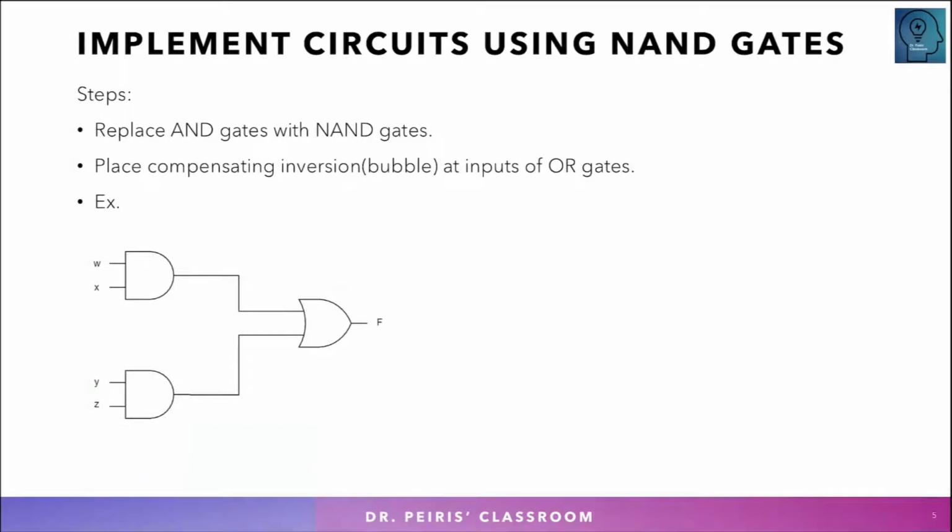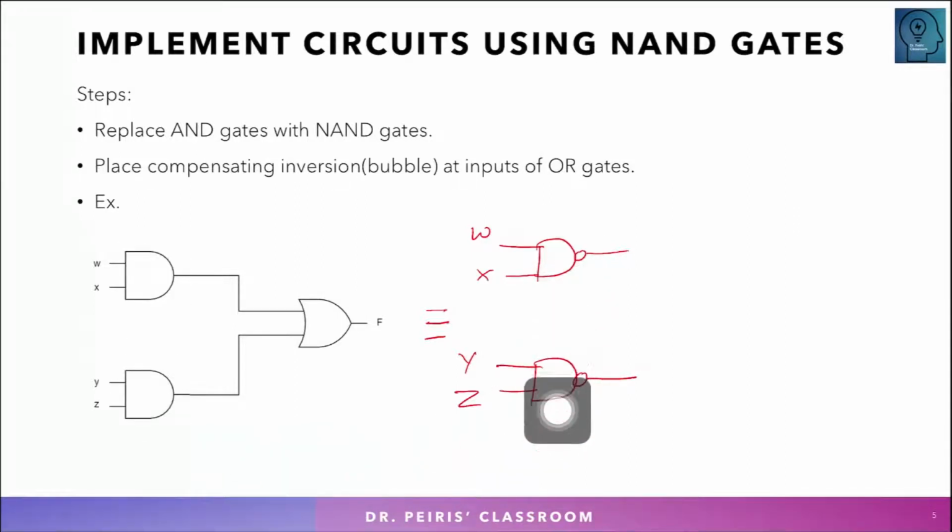Now let's draw that first. I'm going to find the equivalent logic circuit only with NAND gates. I'm going to make these 2 AND gates NAND gates, which means I put a bubble here and my inputs remain the same, W and X here. Same thing I do for the second one. Inputs are Y and Z, and I make this a NAND gate. So these 2 AND gates became NAND gates. Now I need to go and combine them.